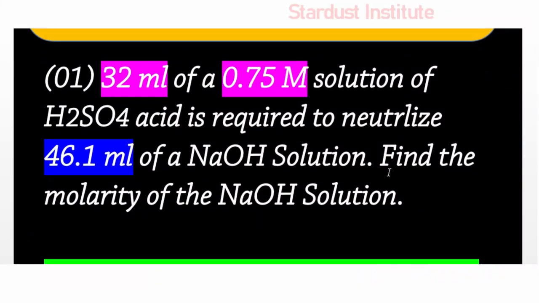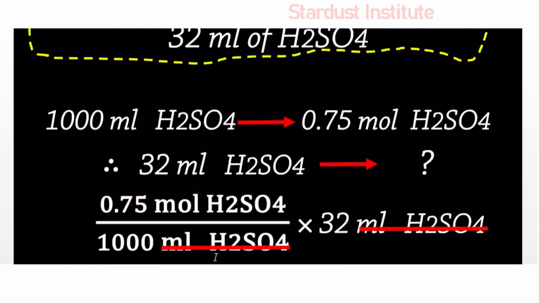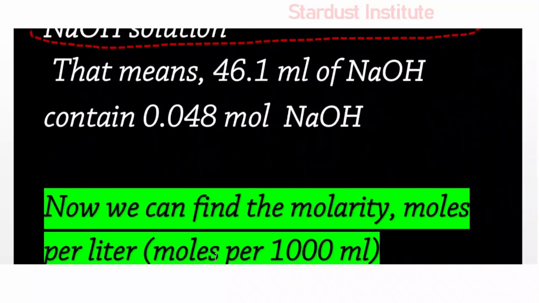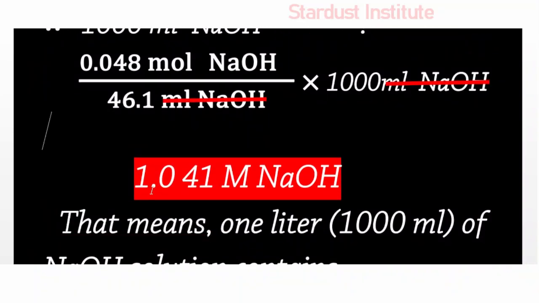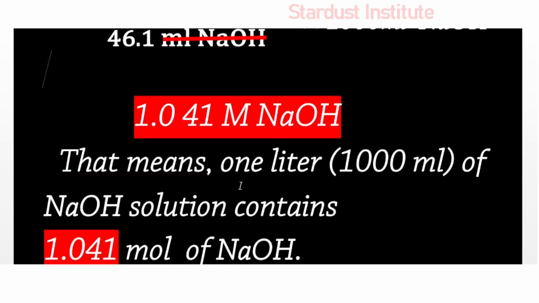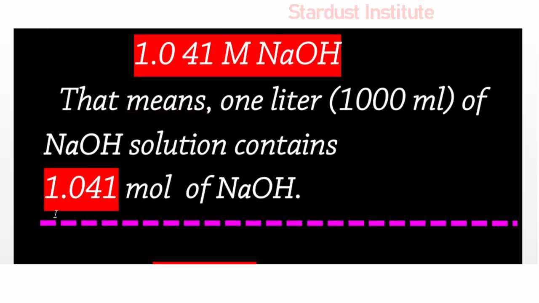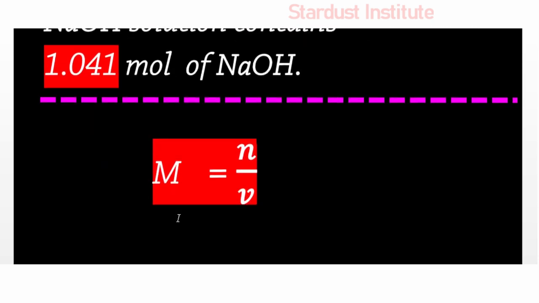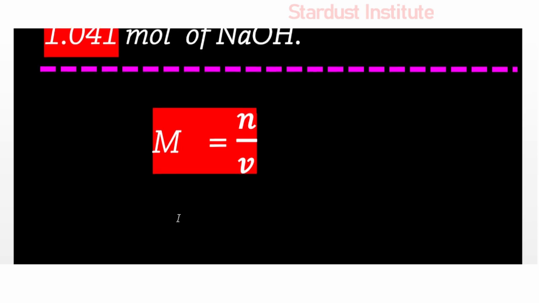We have been asked to find the molarity of the NaOH solution. Now we have found it. 1.041 molarity. That means 1 liter of NaOH solution contains 1.041 moles of NaOH. If we want, we can use the formula of molarity to find the molarity. It's not difficult. In our earlier videos, we used this method.